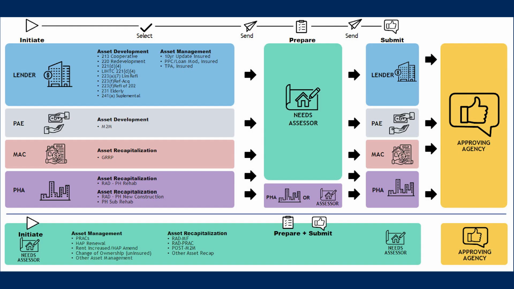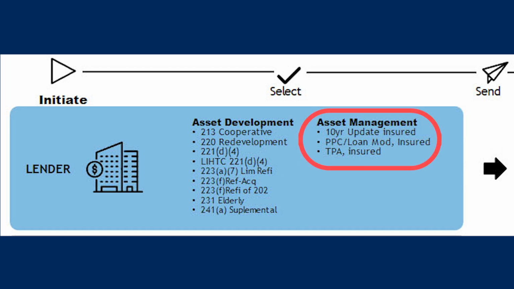Find your program or event in the table shown on the screen to see who fulfills each role per program or event type. Servicing lenders will work on asset management CNAs for three types of programs or events: 10-year updates of HUD-insured properties, PPC loan modification for insured mortgage, and TPAs or assumptions of insured mortgages.